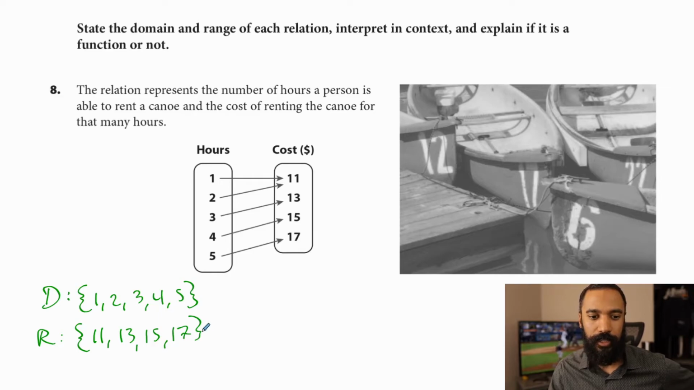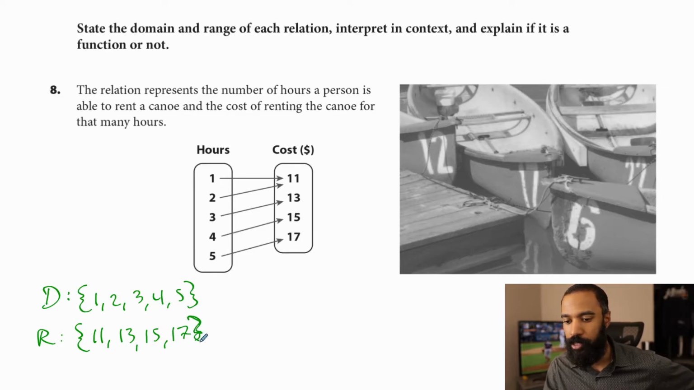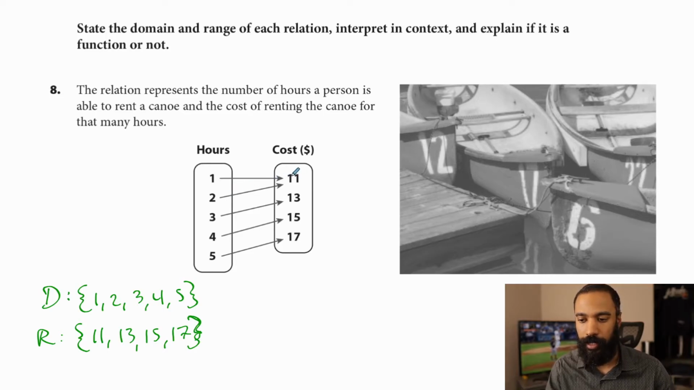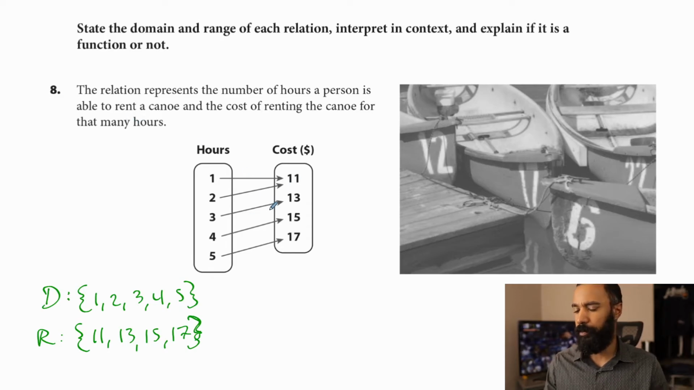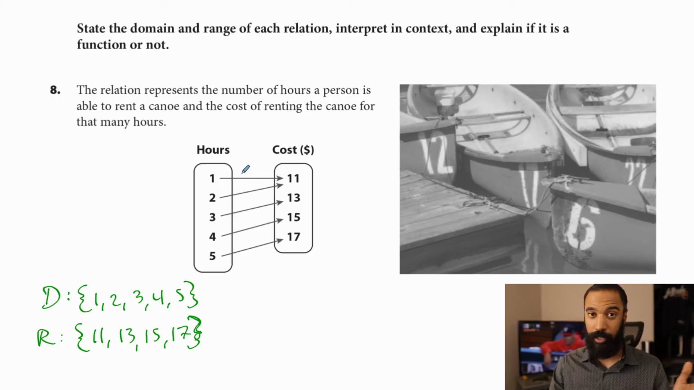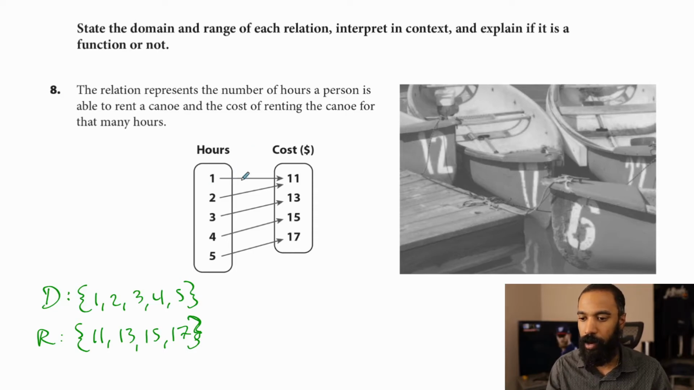Now, interpret in context here. If you rent a canoe for 1 hour, it's going to cost $11. 2 hours, it's going to cost $11. 3 hours is 13. Oh, is this cost per hour? Let's see. Cost of renting the canoe for that many hours. It's just total cost. You can basically rent it for 2 hours, and if you want to return it within the first hour, go ahead. Rent it for an hour, but minimum 2 hours. 3 hours, 4 hours, and 5 hours.